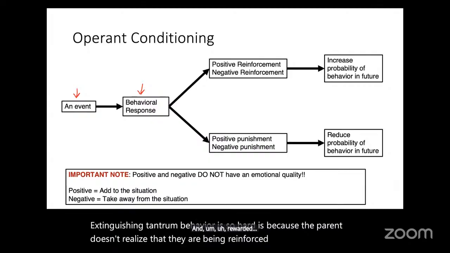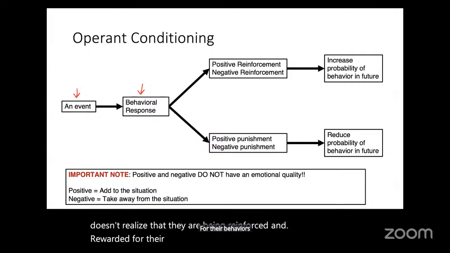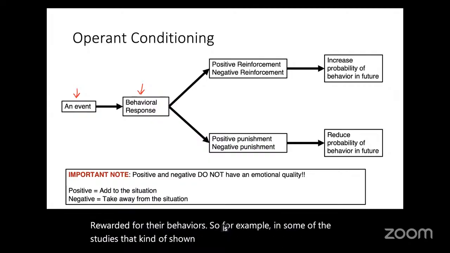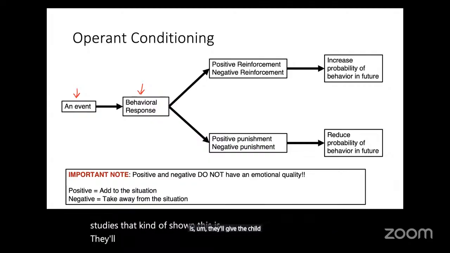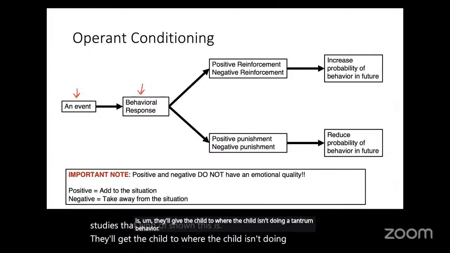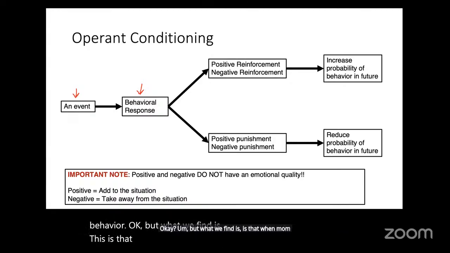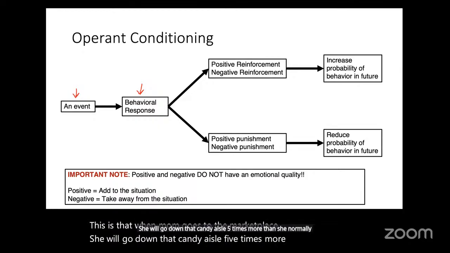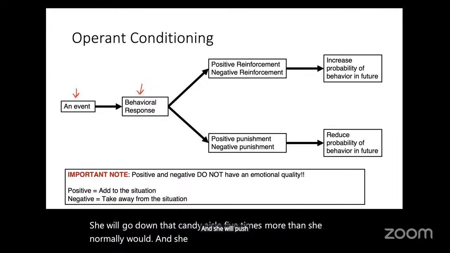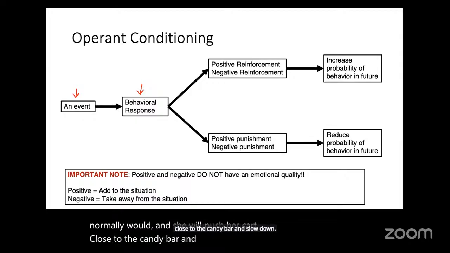and rewarded for their behaviors. So, for example, in some of the studies that have shown this, they'll get the child to where the child isn't doing a tantrum behavior. Okay. But what we find is that when mom goes to the marketplace, she will go down that candy aisle 5 times more than she normally would. And she will push her cart close to the candy bar and slow down as she's passing that candy bar.